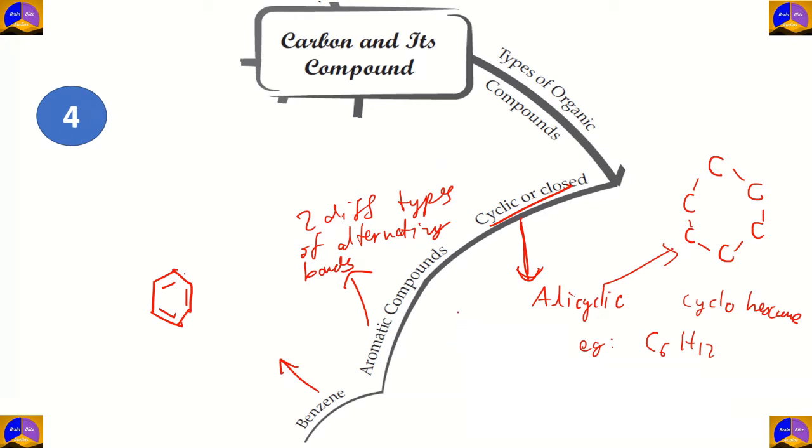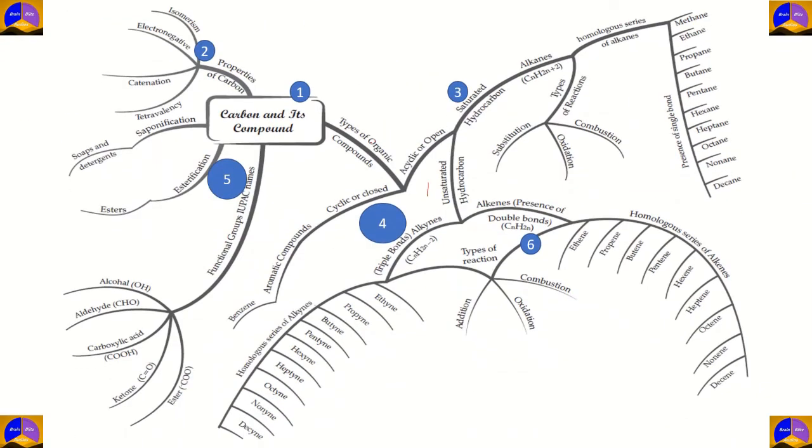So benzene is an example for an aromatic compound, and cyclohexane is an example for an alicyclic compound. Both have closed chains of carbon atoms, and that's why they're called cyclic compounds. So those are the 2 main types of organic compounds. You have cyclic, which contains alicyclic and aromatic. Then you have open compounds, which contain saturated alkanes, unsaturated alkenes, and alkynes. So that concludes types of organic compounds.